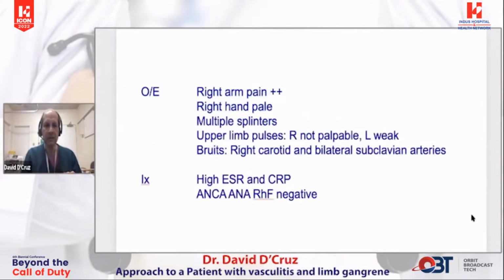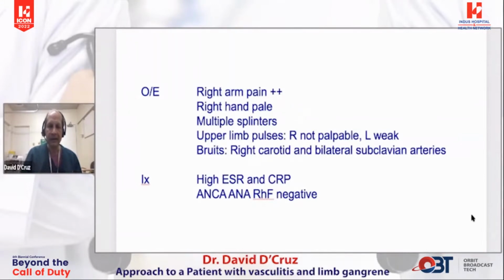Clinically, she was in pain. The whole right arm was painful. The right hand was pale. She had multiple splinter hemorrhages in the fingernails of the right hand only, and the upper limb pulses on the right were not palpable, and the left upper limb pulses were weak. Audible bruits were heard over the right carotid and over the subclavian arteries.